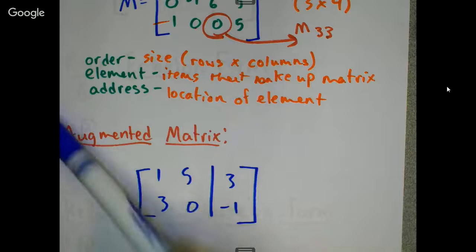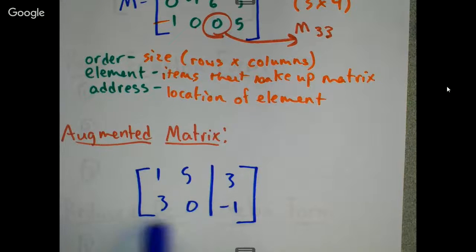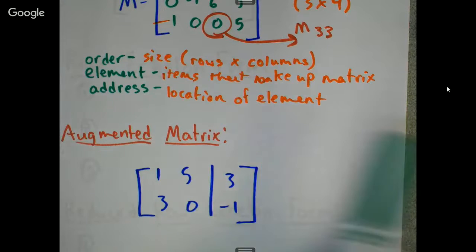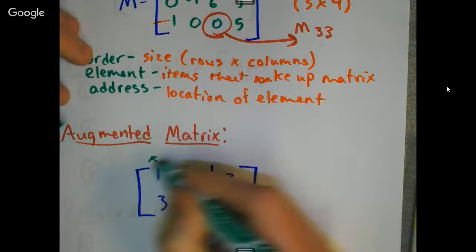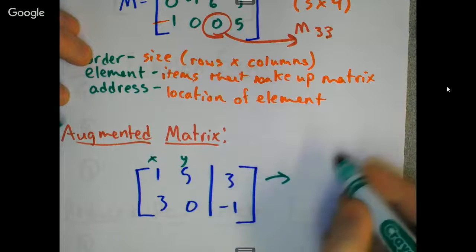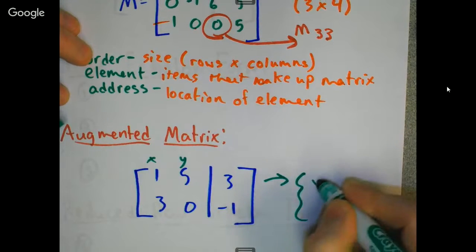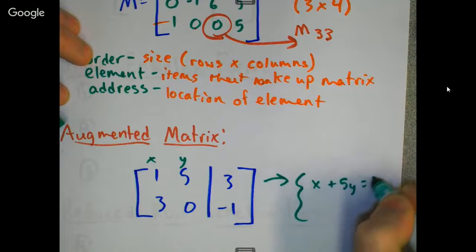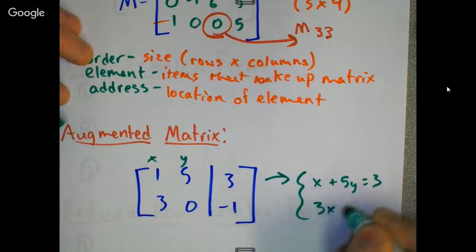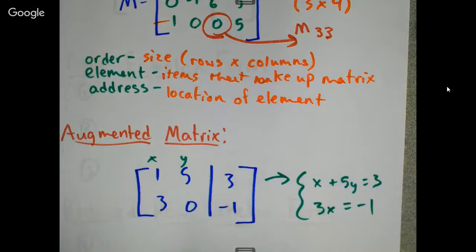And notice I've got a 0 here, so in this equation we would not have a y value. So if this is x, this is y, this would really be the system x plus 5y equals 3, and 3x equals -1. That's how we would write it out.